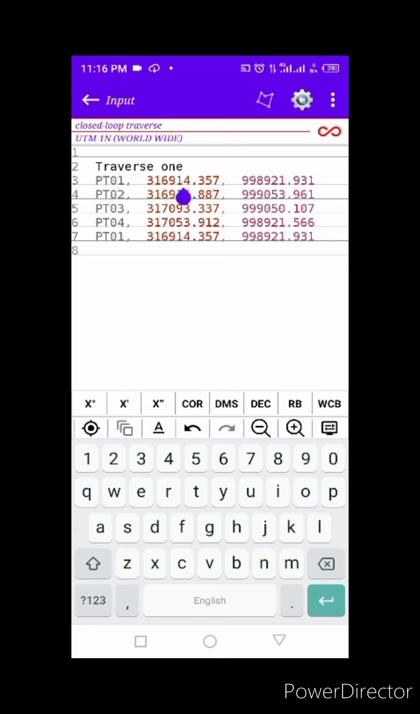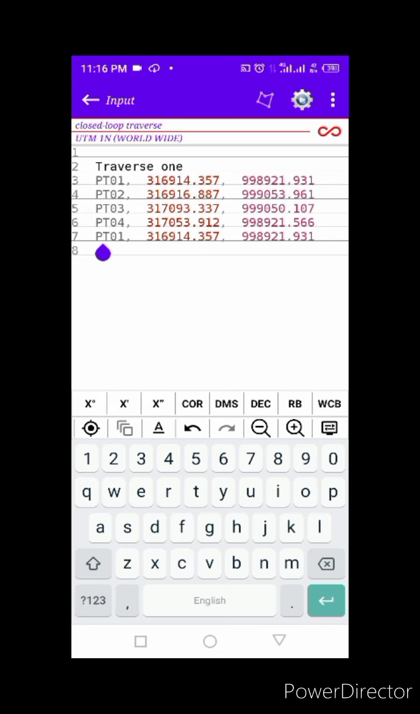And here, this is the east coordinate, or you can also call it eastern coordinate. Then the second one is the north coordinate, or the northern coordinate. So we have the second point, which is PT02 and its coordinates. We have the third point, east and north, and then the fourth point. And then this is the first coordinate, and then it is now repeated here.